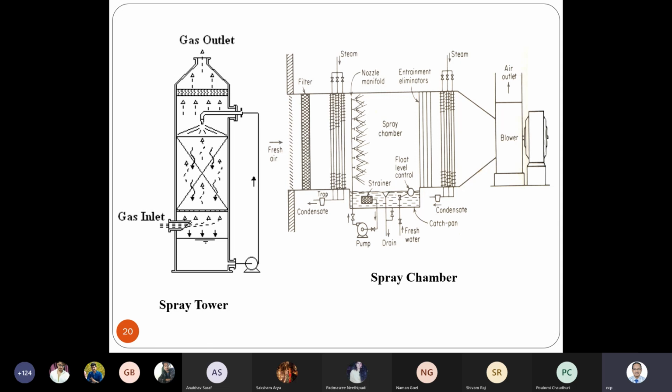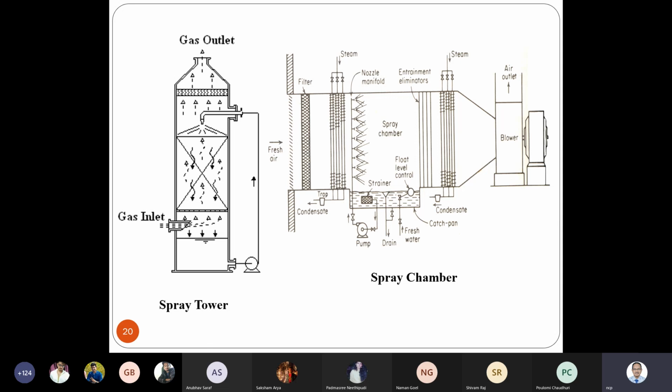Another variety of this spray tower is called the spray chamber. Basically, it is nothing but a horizontal spray tower. So this is vertical, it is horizontal. And not only that, here you can see the gas liquid flow is co-current. Actually, this is the chamber where the liquid is sprayed, right? Liquid is sprayed, and the gas or air is passed through like this. So here we will have co-current contact.